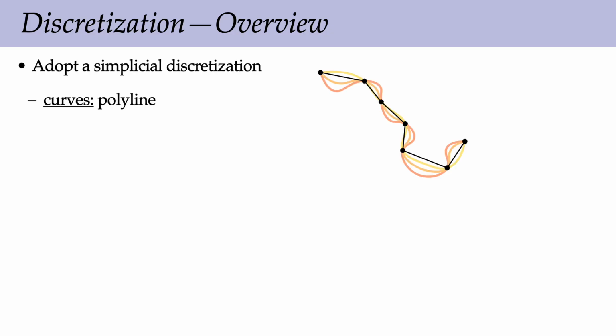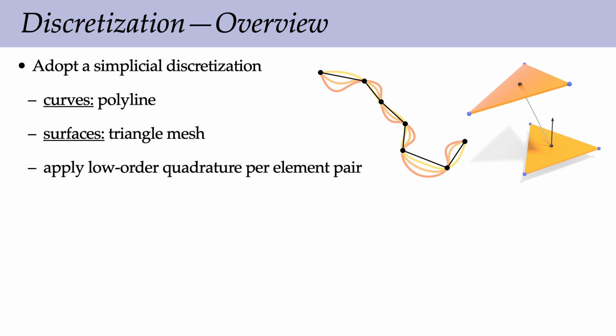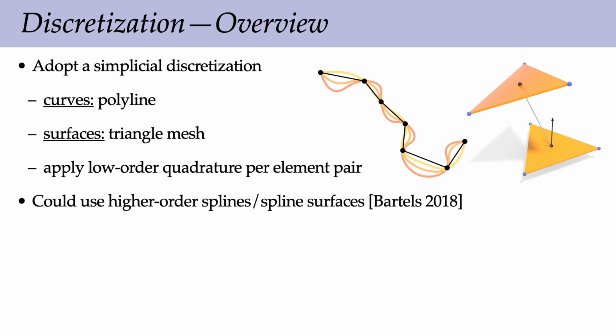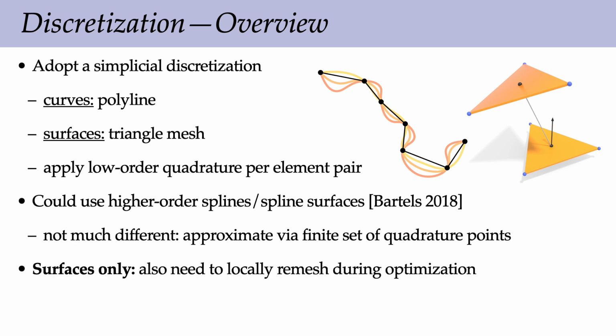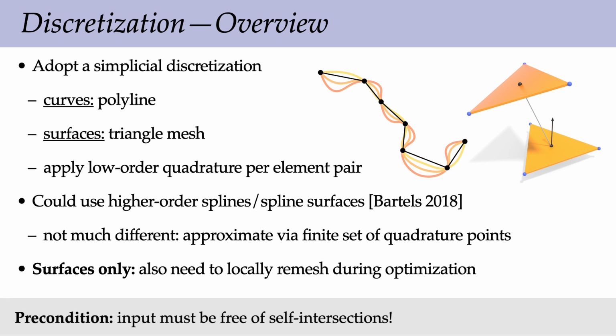And here we adopt a very simple discretization. Curves become polylines, surfaces become triangle meshes, and we approximate the energy with low-order quadrature for each element pair. Now, we could use higher-order spline bases, but since we can't exactly integrate the energy, this is really just a choice of fewer elements and more quadrature points versus more elements and fewer quadrature points. And our preference was to keep all the formulas as simple as possible. For surfaces, we also found it was very important to remesh the surface during optimization to avoid getting stuck. And of course, as a precondition, we assume that the input is already free of self-intersections.